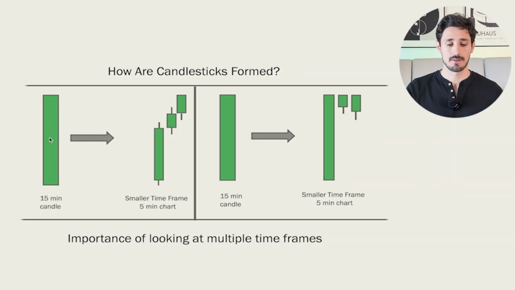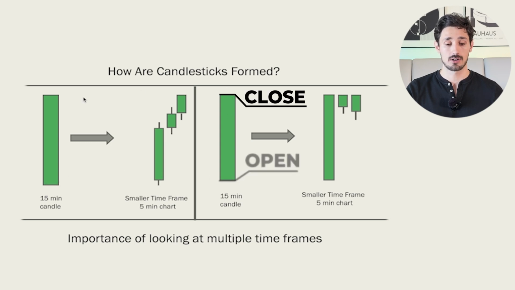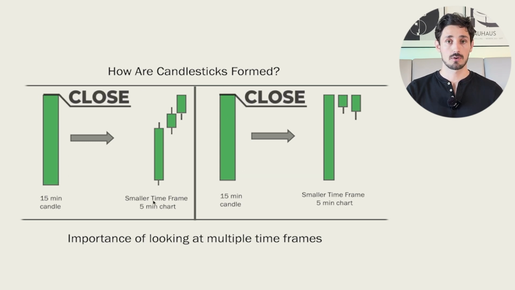I know at this point you probably understand it, but I want to go even deeper and show you how the way that candlesticks are formed on the smaller timeframes could have a huge difference on whether you take a trade on the larger timeframes. So let's look at this diagram right here. We have a 15 minute candle here, and we have a 15 minute candle here, and these candles are identical, right? We opened at the bottom of the body here, and we closed at the top of the body here and at the top of the body here.